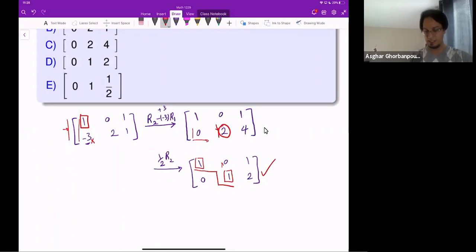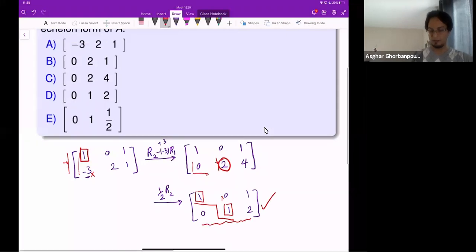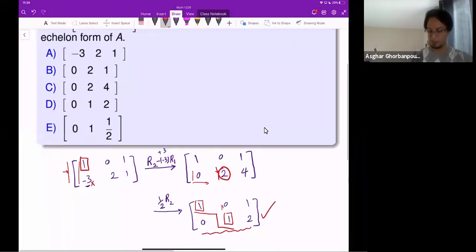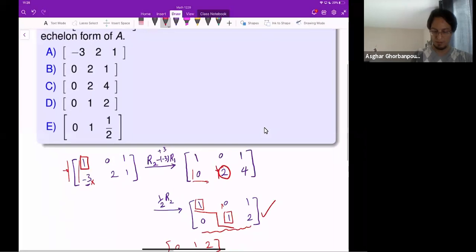What are we interested in? We are interested in the second row of this row echelon form, which is 0, 1, and 2. And that is what we have here.